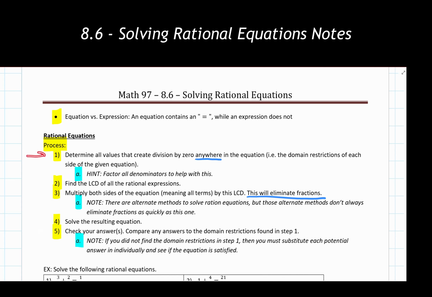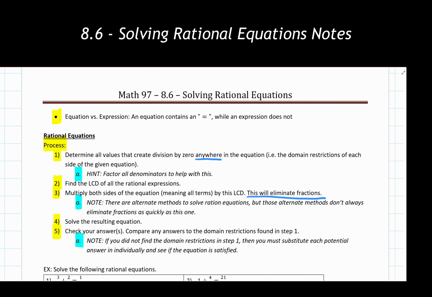If we have done step 1, where we have checked to see, okay, I found all x values or variable values that would create division by 0, then all I need to do is compare the answers that I get to the domain restrictions that were found in step 1. If any of my answers are listed in the domain restrictions, then I have to cross those out and not use those as my final answer, and then all the other ones are my final answers.